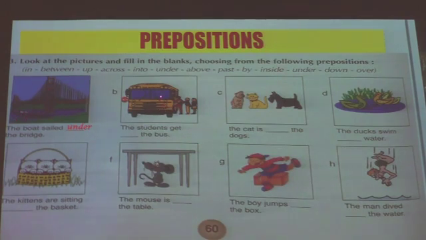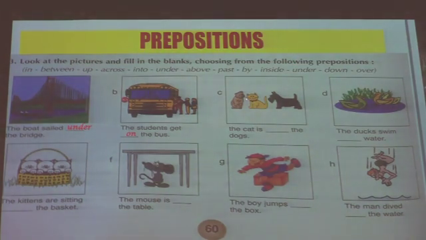Now in the second picture we have the school bus and we have some students. They are riding the bus, maybe they are going to school by bus. So the students get on. So when we want to ride the bus, we get on the bus. And when the bus stops and we arrive at our destination, we get off. O-double-F, we get off the bus.